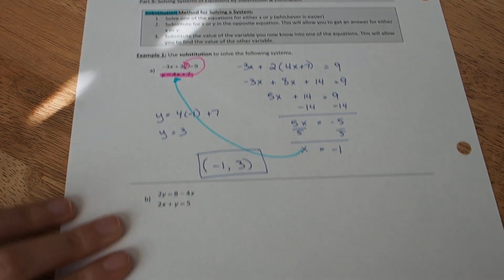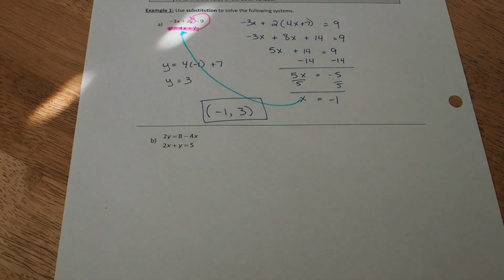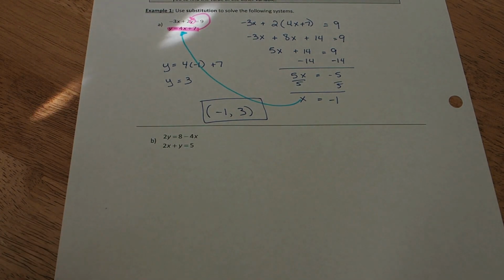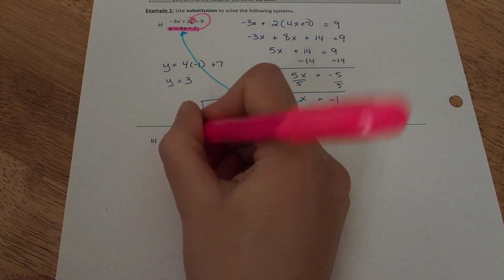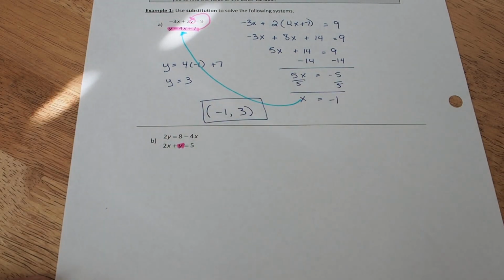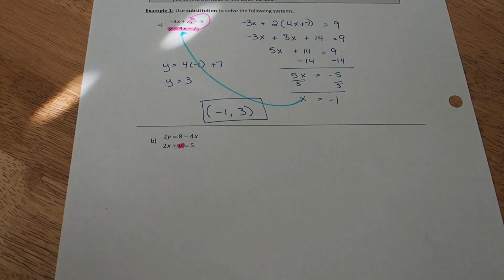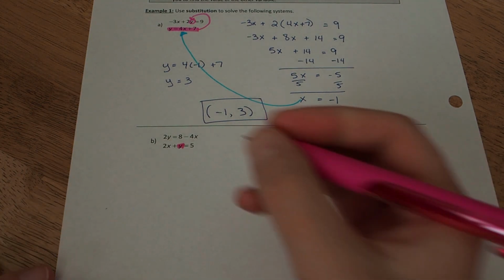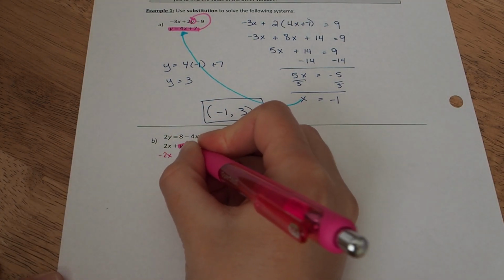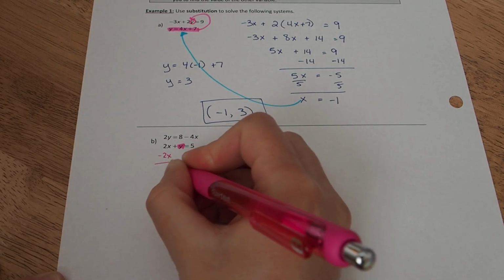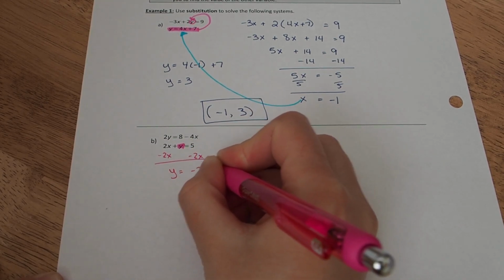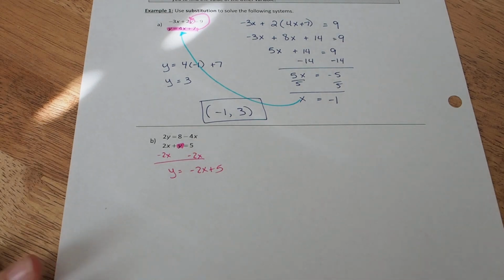Okay, let's look at part B. Once again, we're going to identify which equation is the easiest to solve for y or x, whichever variable works out best. It's not already solved for in this case, so I'd look for the smallest coefficient. So I'm going to see that I have a y with a 1 coefficient in the second equation. That's going to be easiest to solve for. So I'm just going to subtract 2x from both sides to get y equals negative 2x plus 5. I like to write my coefficient of x first and then the constant at the end.